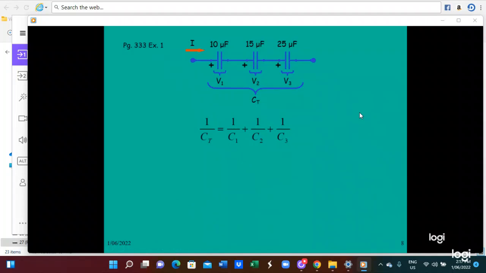10 microfarad, 15 microfarad, 25 microfarad, those are connected in series. Therefore 1 by CT equal to 1 by 10 plus 1 by 15 plus 1 by 25. So CT equal to 4.84 microfarad. Then QT equal to CT multiplied by VT. With 10, 15, and 25 microfarad connected in series, supply voltage 100 volt, QT equal to 4.84 multiplied by 100. So you get 484 microcoulomb.